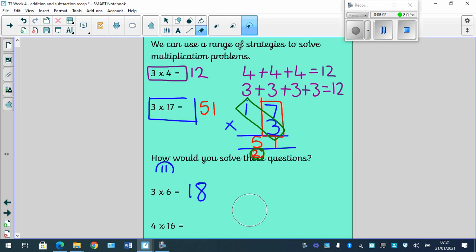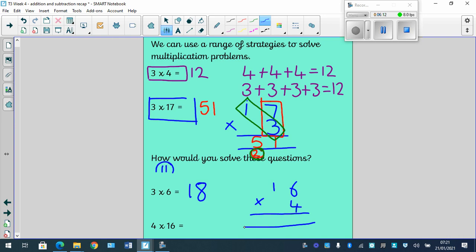Let's rub that out. Give myself plenty of space. 16 multiplied by 4 equals. 6 times 4 is 24. 1 times 4 is 4. Add on the exchanged tens. 16 multiplied by 4 is 64.